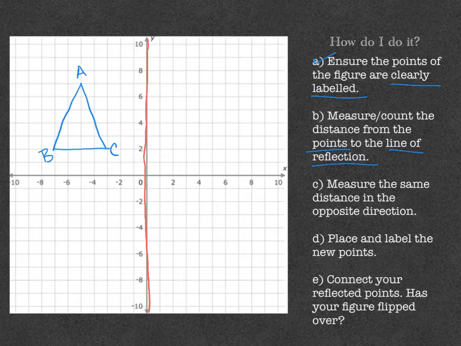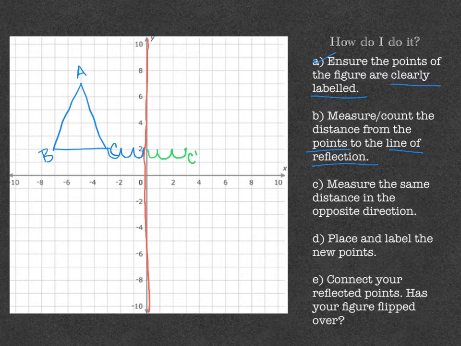Next, measure or count the distance from the points to the line of reflection. I've drawn our line of reflection on this one. It is the red line. Our C point is how many away? 1, 2, 3. So C is 3 away. I'll come back and do the other points in just a second. Now we're going to go the same distance, but in the opposite direction. How many was C away? It was 3: 1, 2, 3. So this is also going to be C, but because it's the image and not the pre-image, as we learned last week, we have to put a little 1 to show it's our copy.